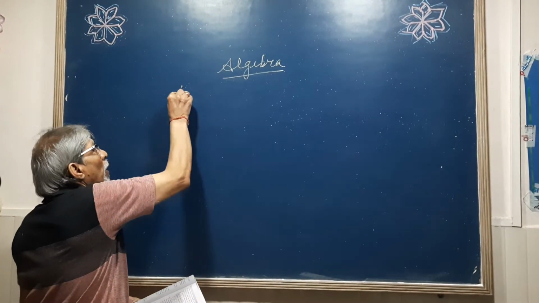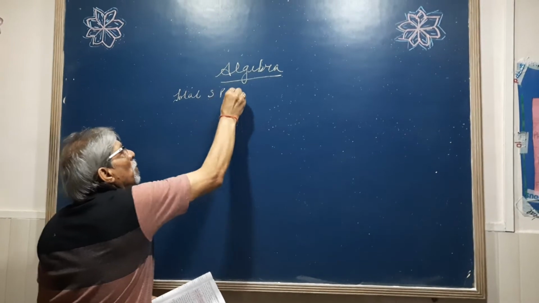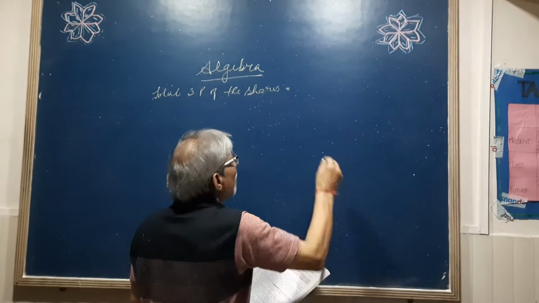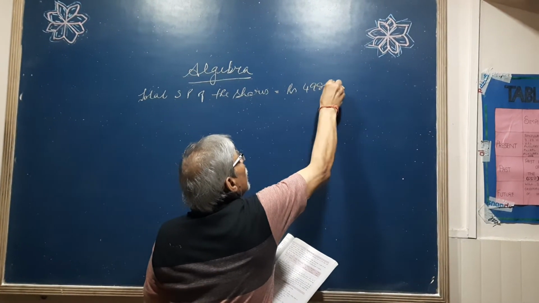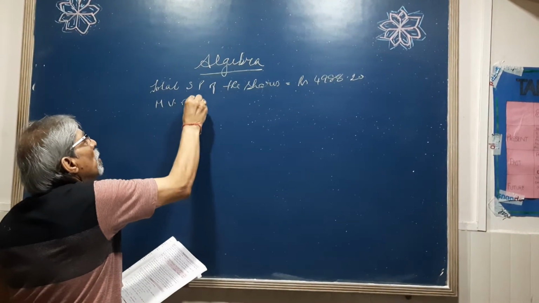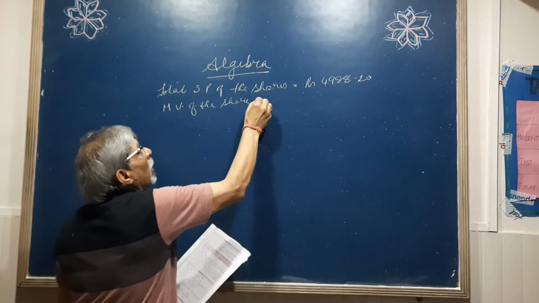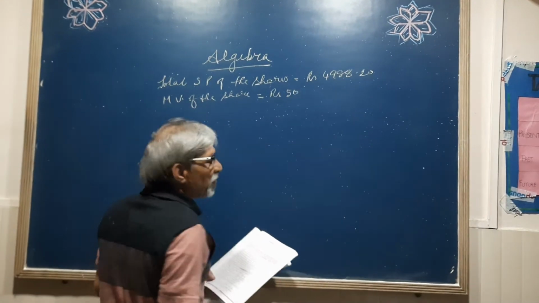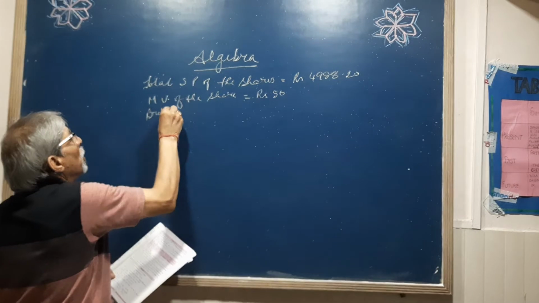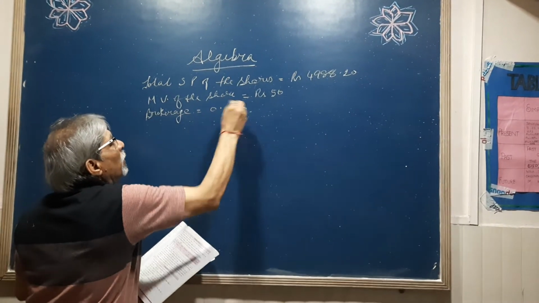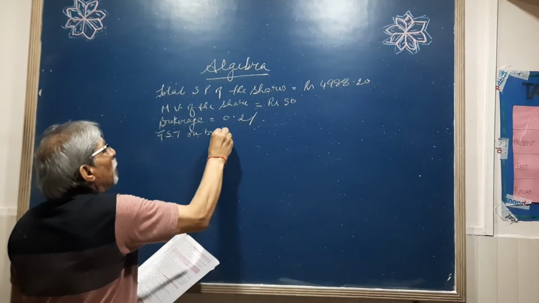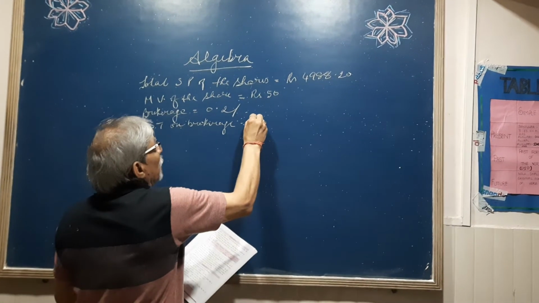Now, the total selling price of the shares is equal to 4,988.20, and the market value of the share is rupees 50 per share, and brokerage is equal to 0.2%, and GST on brokerage is equal to 18%.